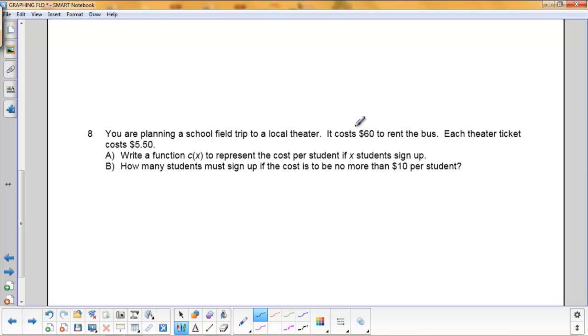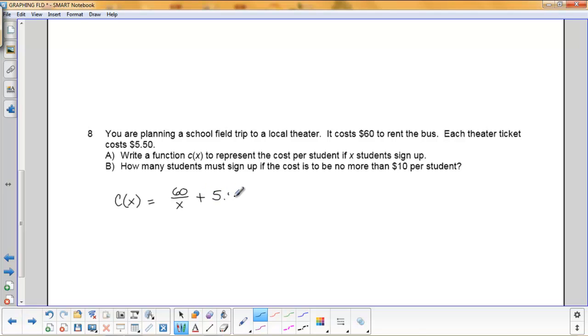It's going to cost you $60 just to rent the bus. Each theater ticket costs $5.50. So what we're going to do here is write an equation that helps us determine the cost per student. Okay? So each theater ticket costs the student $5.50 plus his part of the rental fee for the bus. So from my point of view, my amount is going to be the $60 divided by the total number of students who sign up. So the more people I get to go on the trip, the better it's going to be for me.